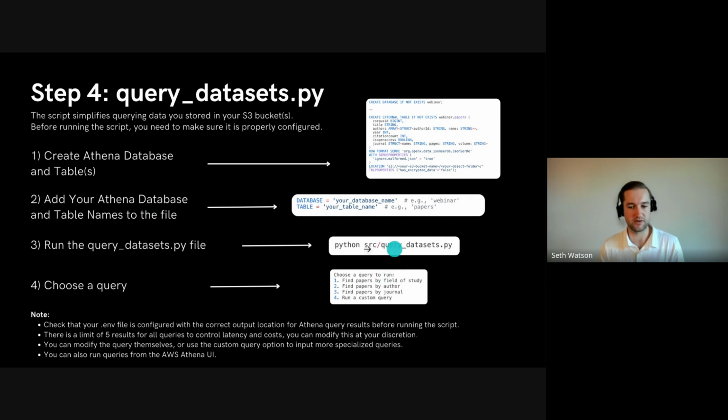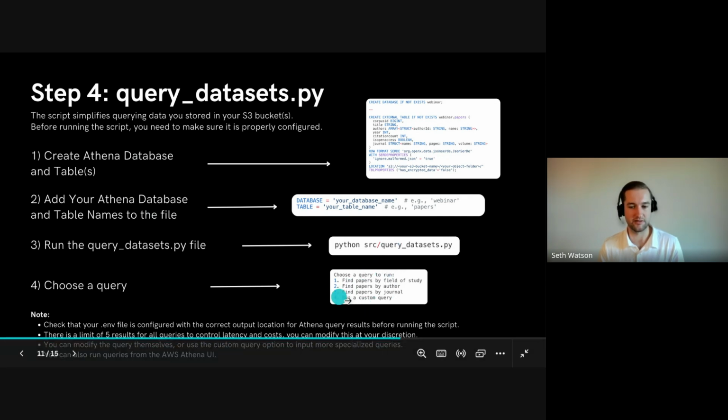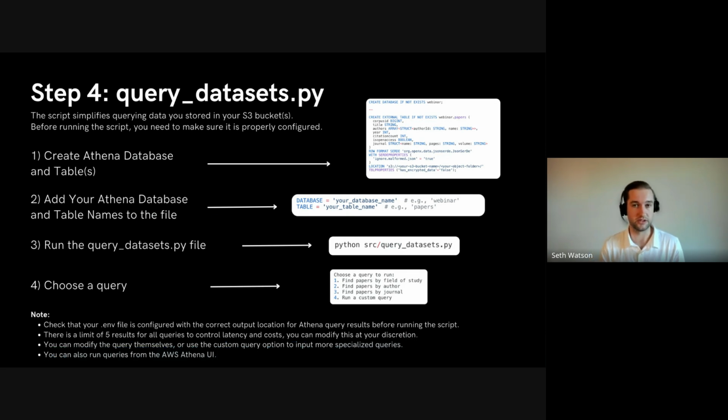You'll run this file and you'll get these options inside of your terminal: choose a query to run, and you can either find papers by journal, author, or field of study. Lastly, you can also run a very custom query, so whatever you want, you can write.